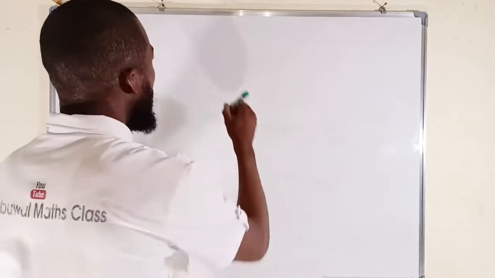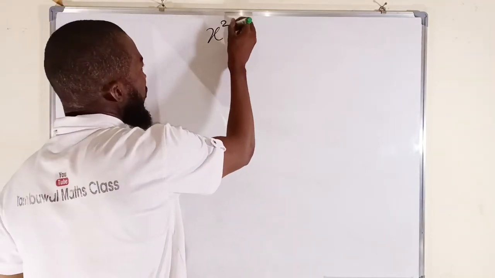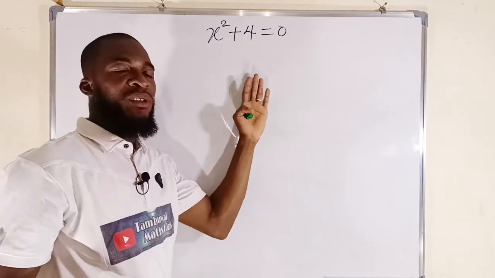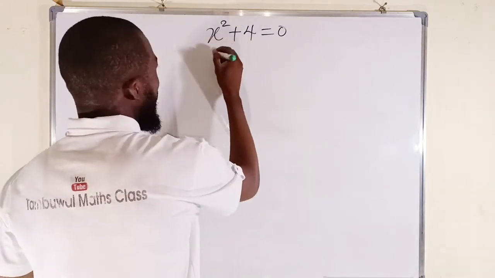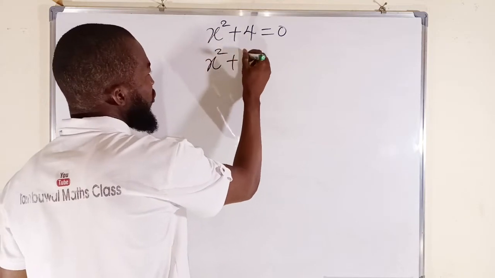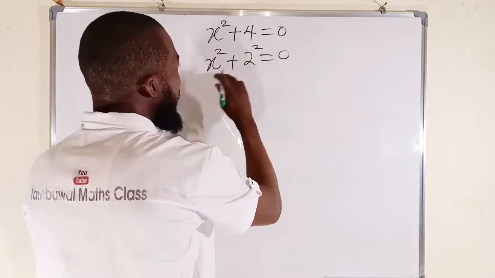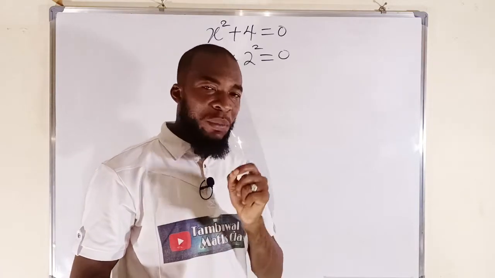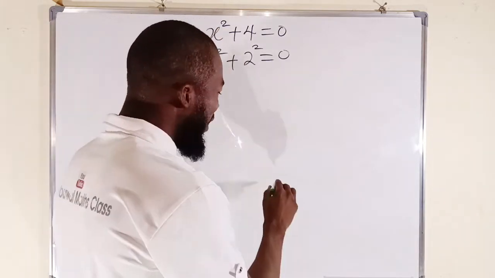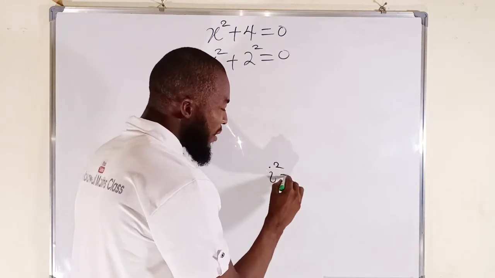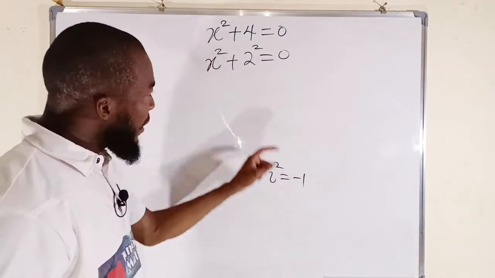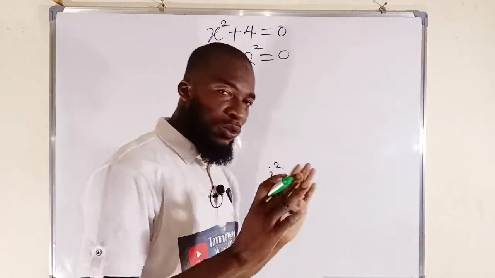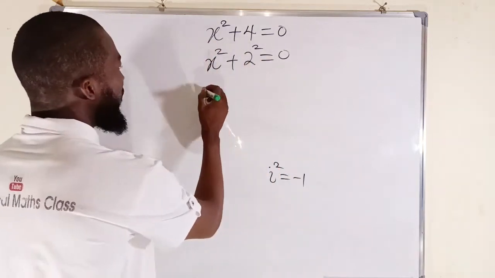So the second one, suppose we have x squared plus 4 equal to 0. This time around, you can see we have a positive sign. So we have x squared plus 2 squared equal to 0. These are a sum of two squares, not a difference of two squares. But remember, in our complex numbers, we have learned that i squared is equal to negative 1. Therefore, we can attach a negative sign here. But since it was not there before, we can write it like this.